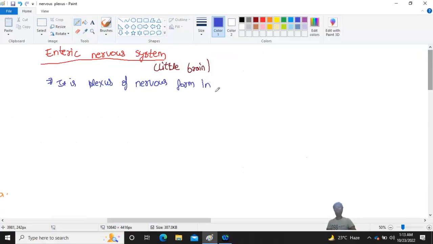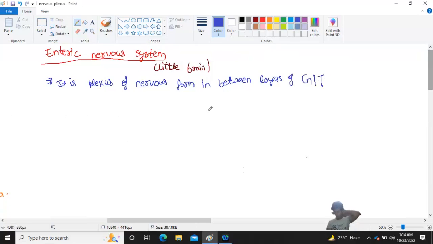between layers of the GIT. Remember, we know there are two muscularis layers, the outer longitudinal and the inner circular. One enteric nervous system plexus is formed between these two layers, and one plexus is formed between the inner circular and submucosal layer. Between these two layers, there are two types of enteric nervous system plexus, and the plexus of nerves forms in between layers of the GIT.